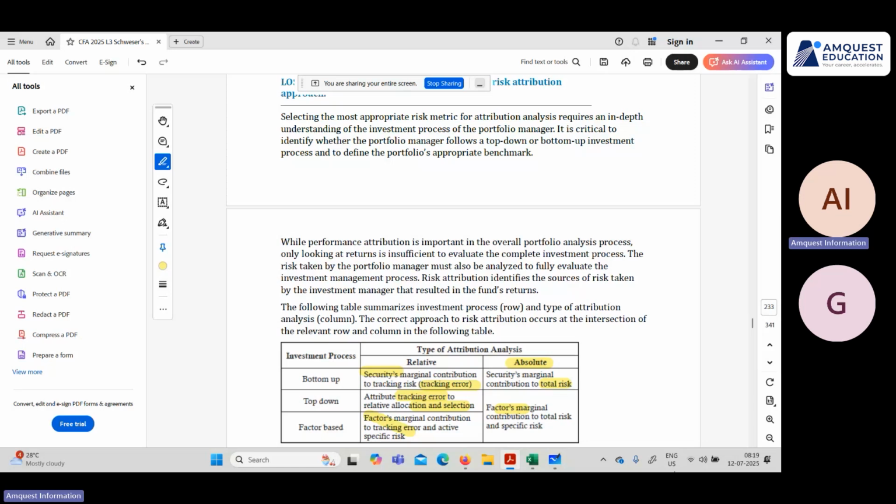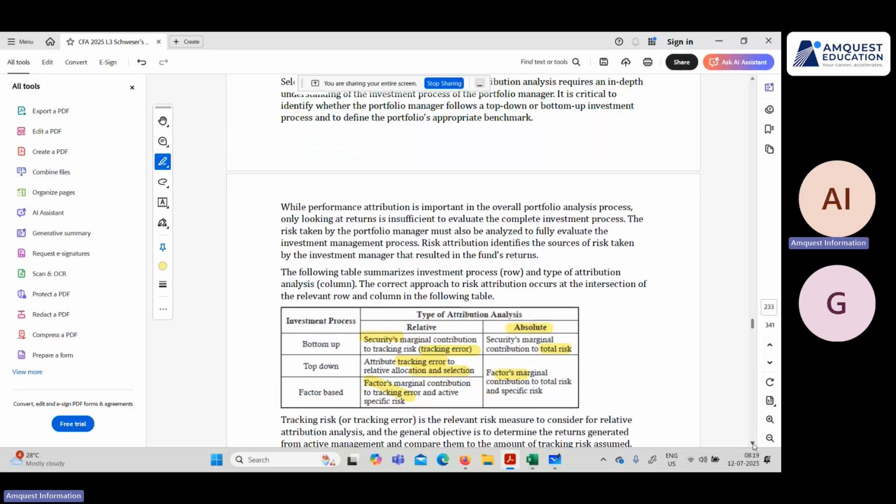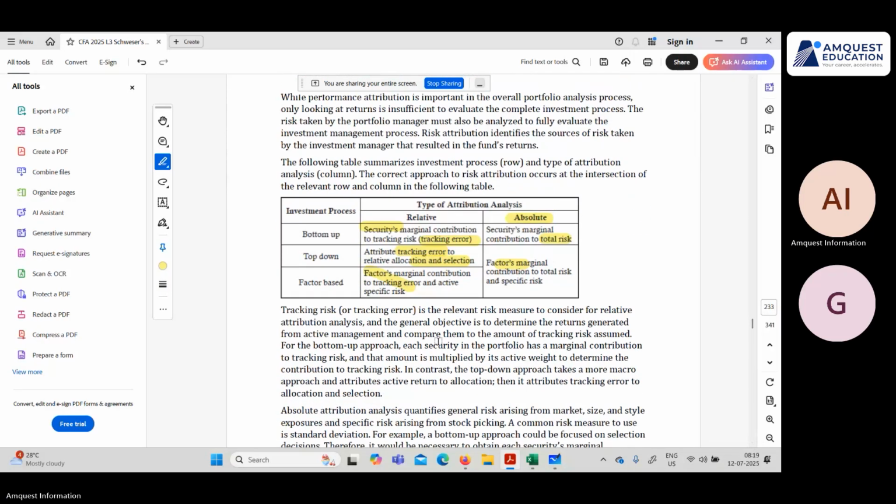Although we just discussed all of this, let's quickly mark a few things here. The general objective is to determine the returns generated from active management and compare them to the amount of tracking risk assumed. In a bottom-up approach, each security has a marginal contribution to the total risk. Obviously, you are looking at a security level and how much it digresses from the benchmark. Every security has a marginal contribution to that risk.